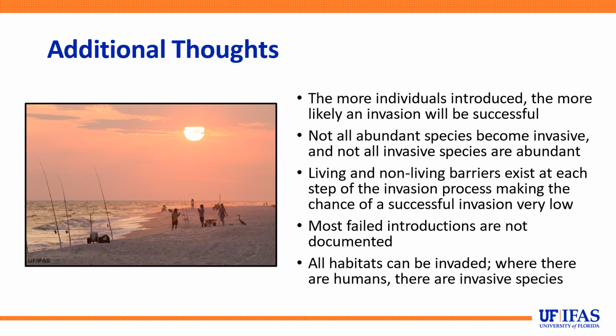They beat the odds. Living and non-living barriers exist at each of the 3 steps of the invasion process, making the chances of a successful invasion very low. Most failed introductions go undocumented. How would we know how many introductions there are that failed? We can't be everywhere at once, and it's unlikely that someone would willingly report an animal or plant they put into the water. Little data exists on failed introductions because of this.